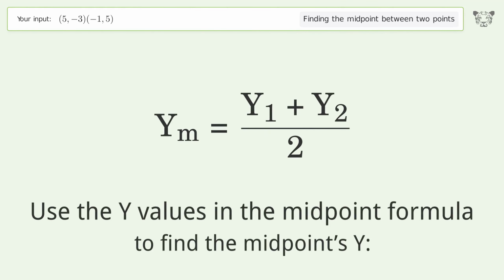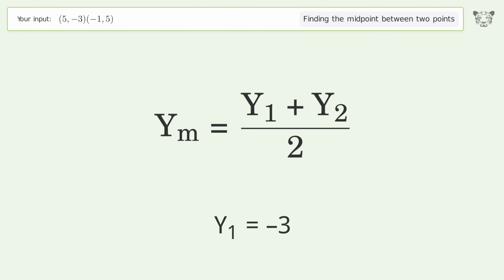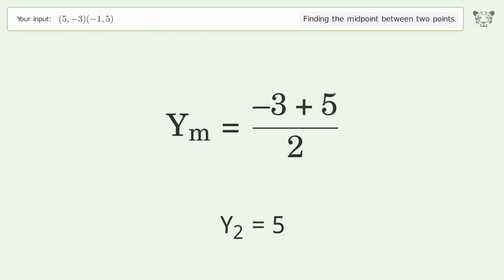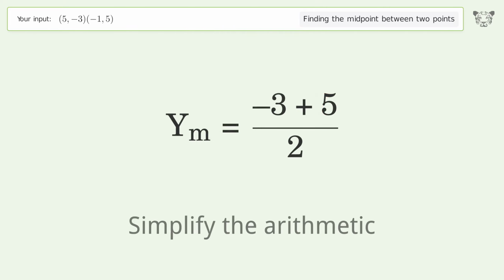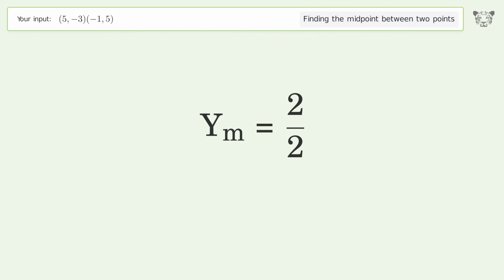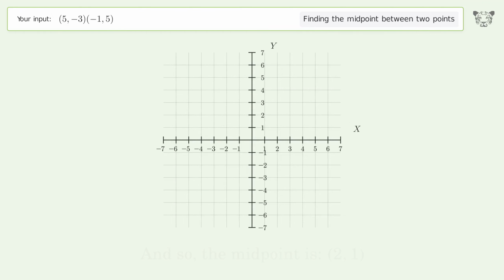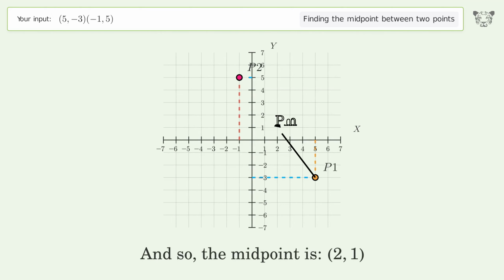Use the y values in the midpoint formula to find the midpoint's y. y1 equals negative 3. y2 equals 5. Simplify the arithmetic. And so, the midpoint is 2, 1.